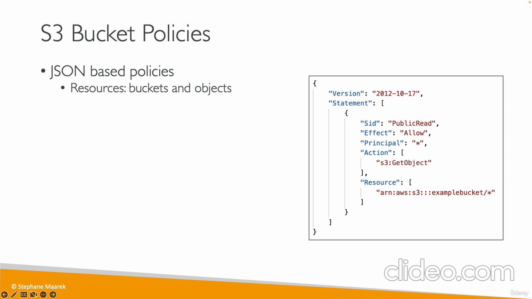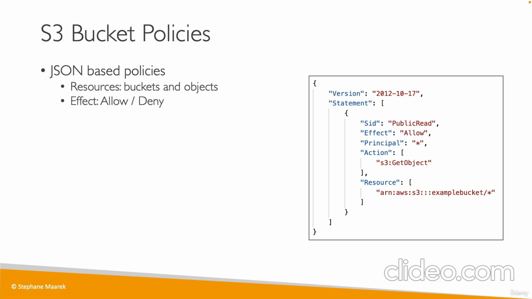This is what the star is for. Next, we have the effects, so allow or deny. And what do we allow or deny? Well, we deny actions. So we have a set of APIs we can either allow or deny. And in this example, the action we allow is get object.